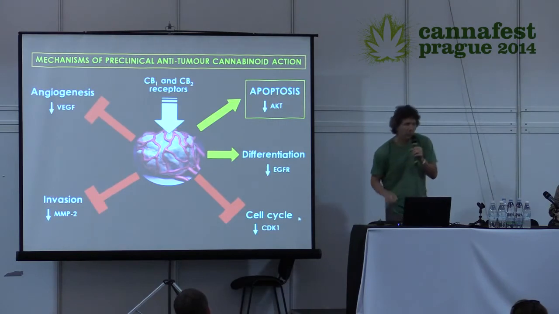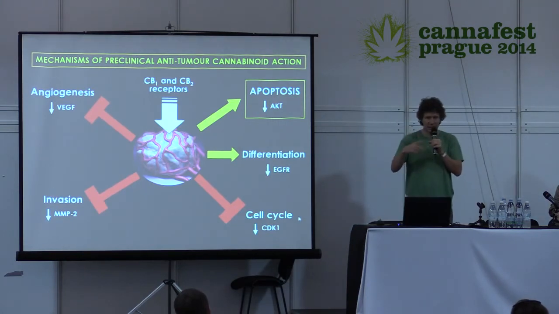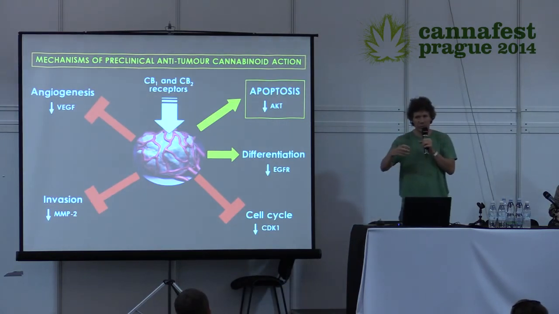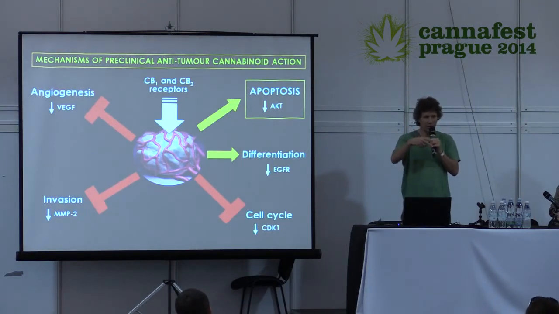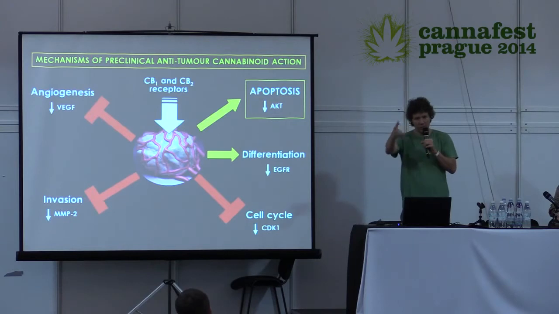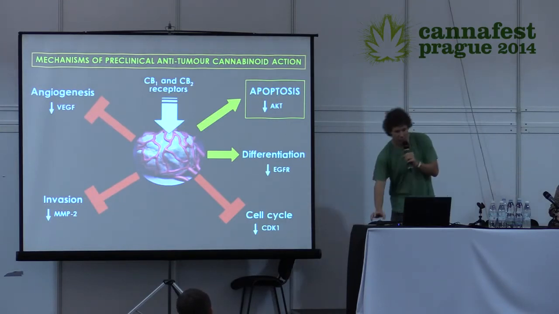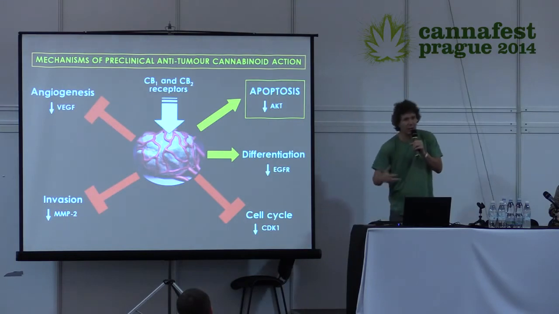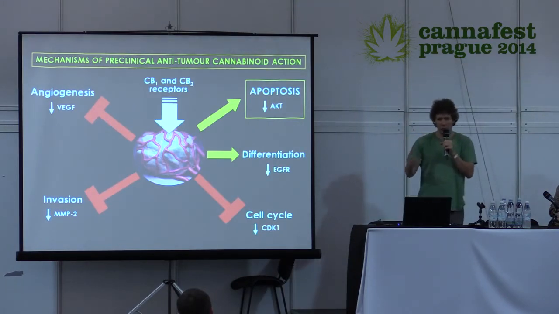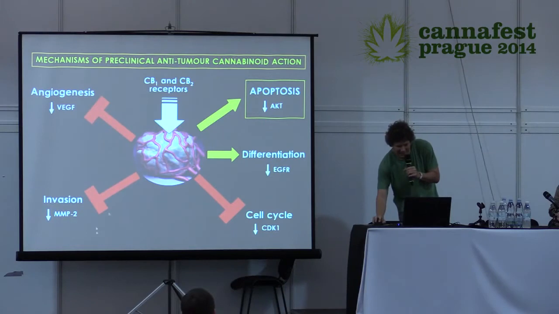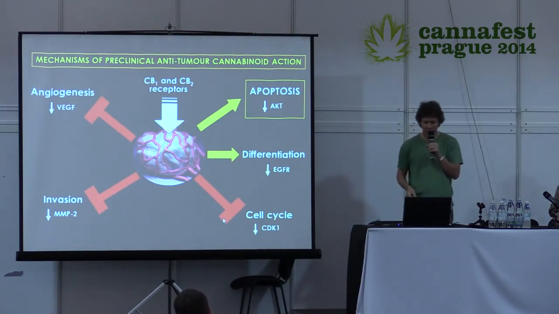Third, of course, cells that are making a tumor, when the tumor is growing, have to divide. They have to divide from one mother cell to two sister cells, 4 sister cells, 8 sister cells, etc. That is what we call the cell cycle or cell proliferation. We also know that cannabinoids can blunt, can inhibit the proliferation of cancer cells.